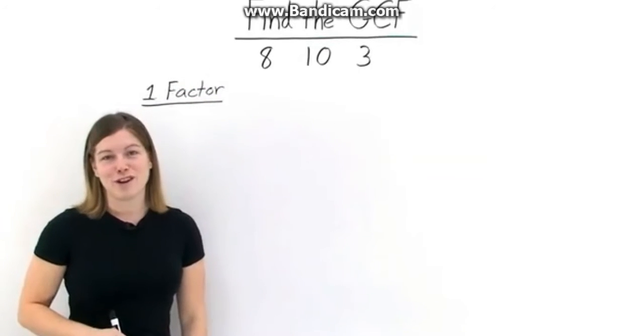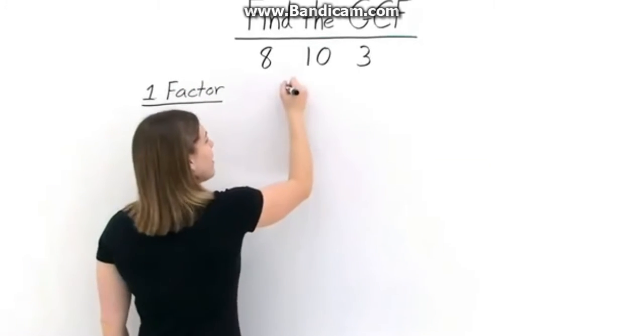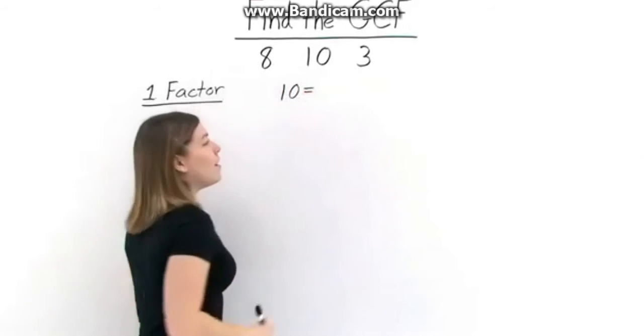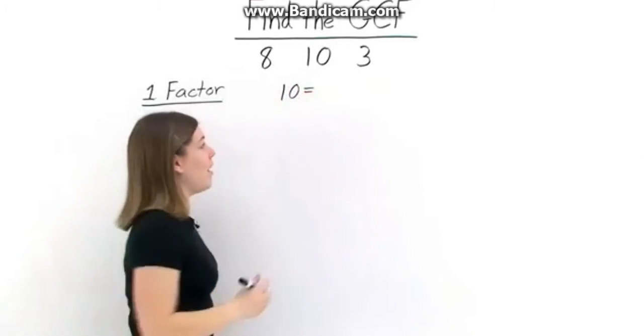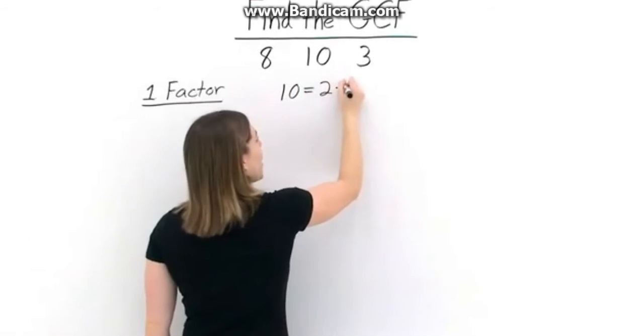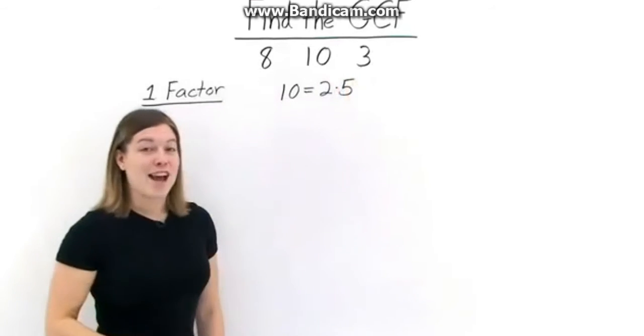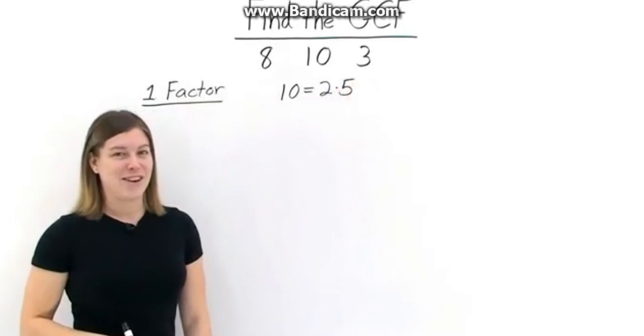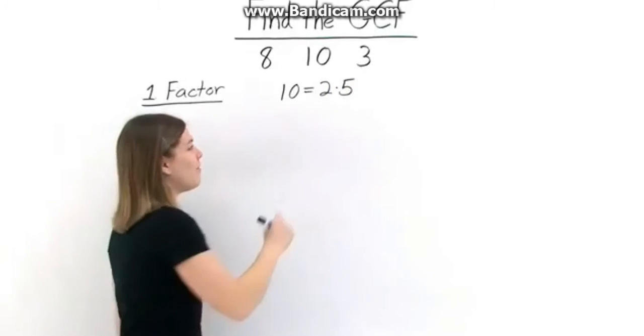So let's start with the largest number, 10. 10 is 2 times 5, and 2 and 5 are both prime. So we factor 10 into its prime factors. Great. Now let's look at 8.